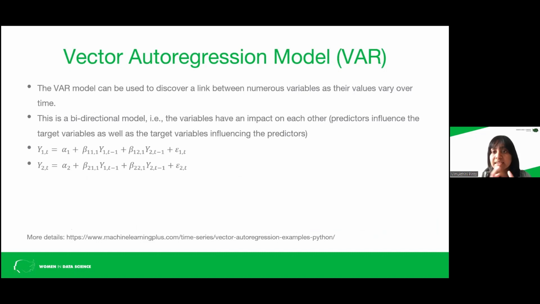So in our data set, temperature is varying over time, and dew point is varying over time, and precipitation is also varying over time. So VAR is a bidirectional model. So they have an impact on each other. So predictors influence the targets, and targets also influence predictors. So basically, we can model, say, if this is the temperature, you get your previous temperature values. You also get your previous dew point values, and then you fit a line. So VAR is one method that you can use.